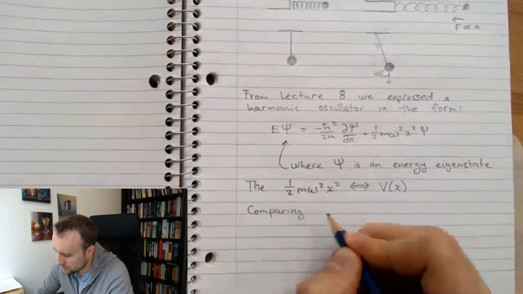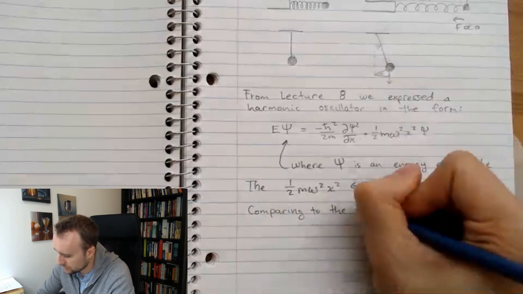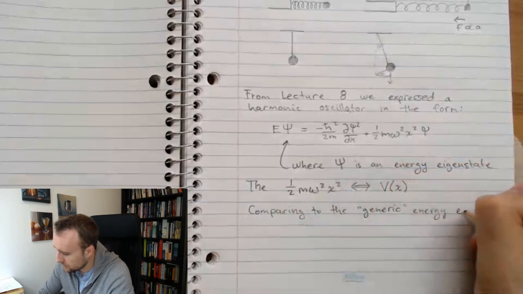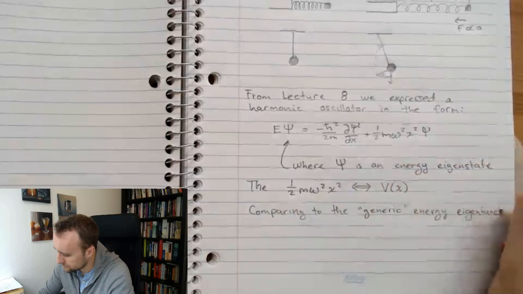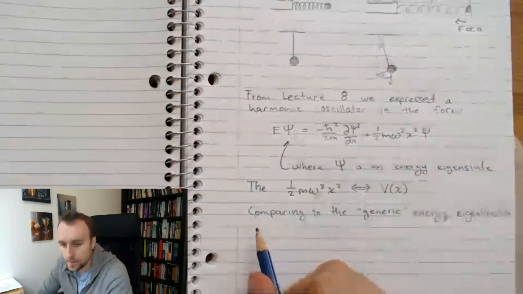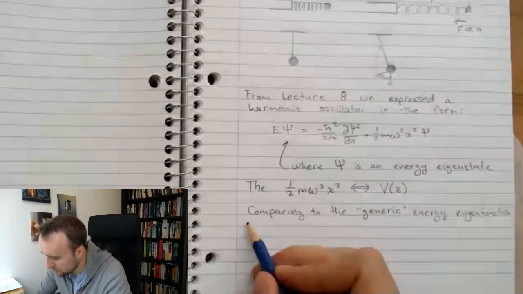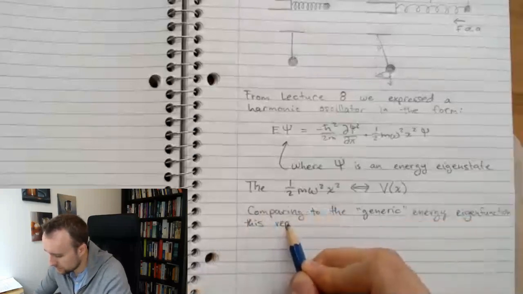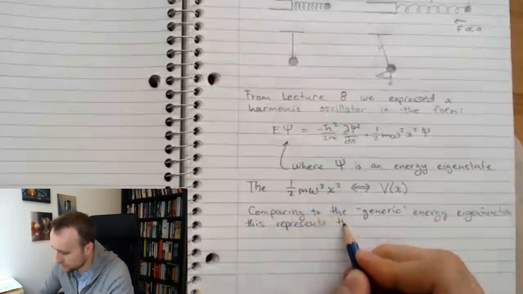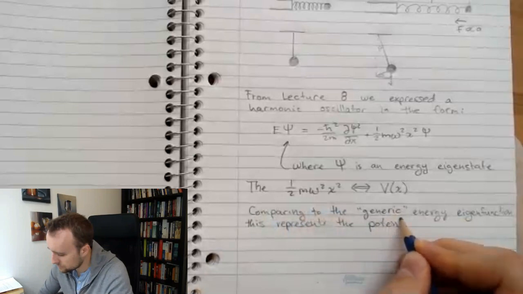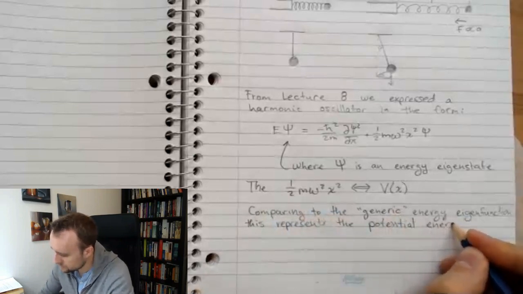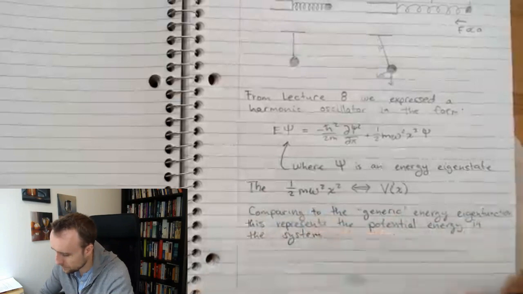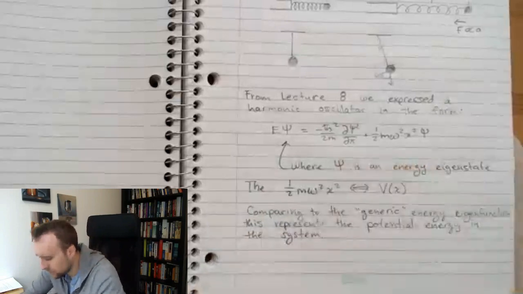Comparing to the generic energy eigenfunction, this represents the potential in the system. So why is it 1/2 m omega squared x squared?